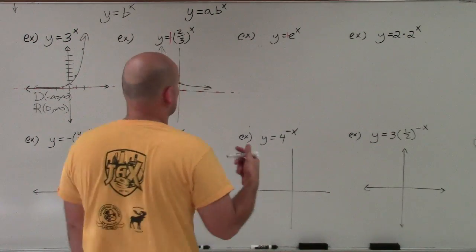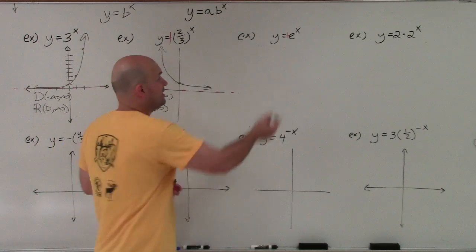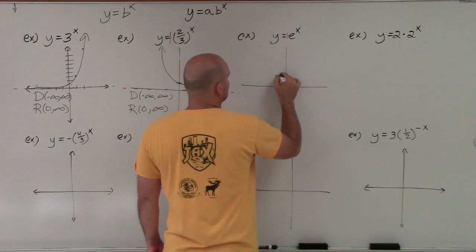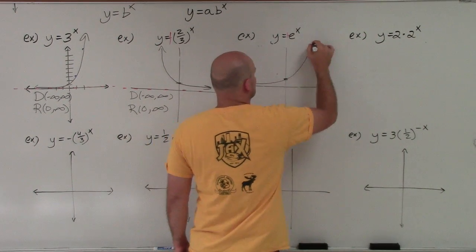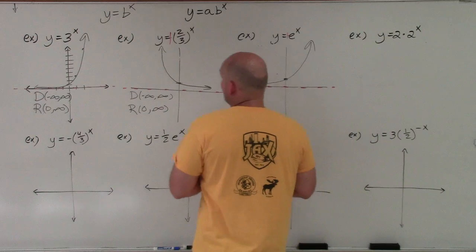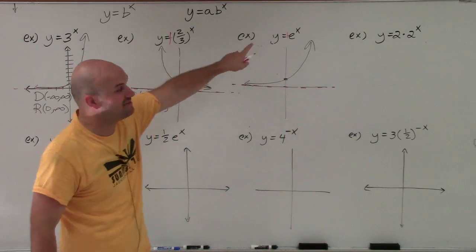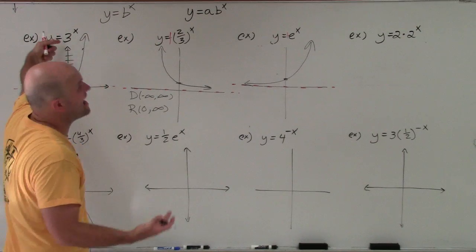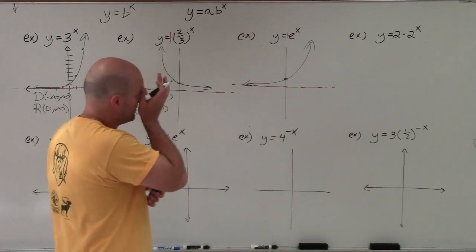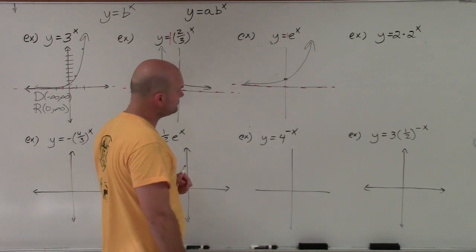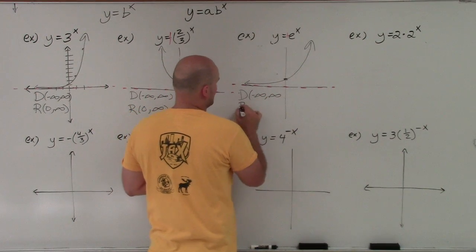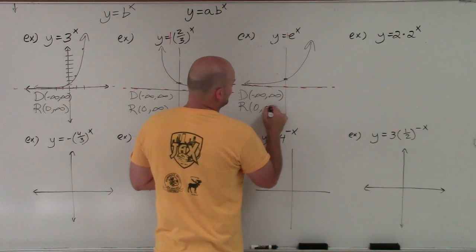So e represents an irrational number. It's around 2.71, which is greater than 1. I see my a is at 1, so that means I'm going to cross at 0, 1. And the graph is going to be increasing, so it's going to look something like this. Okay? So now that's going to increase. Since my b is a little bit smaller than 3, it's not going to increase as fast as a 3. Obviously, the larger the base, the faster it's going to increase. But in this case, all we're going to do is determine the domain and range. The domain, again, is from negative infinity to infinity, where the range is from 0 to infinity.